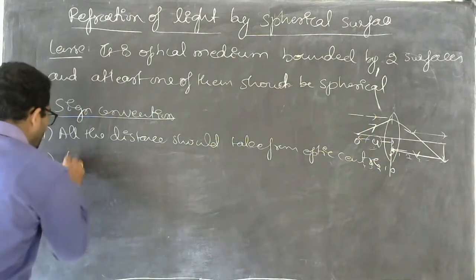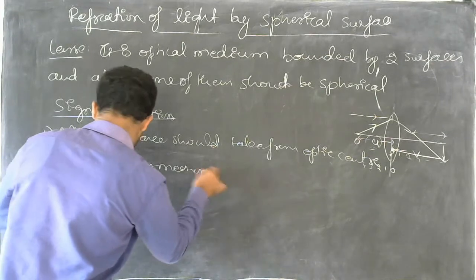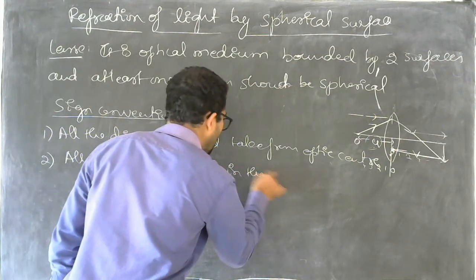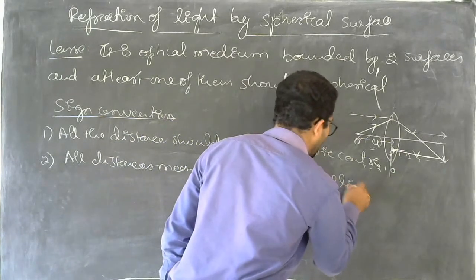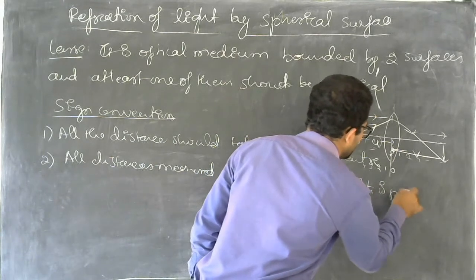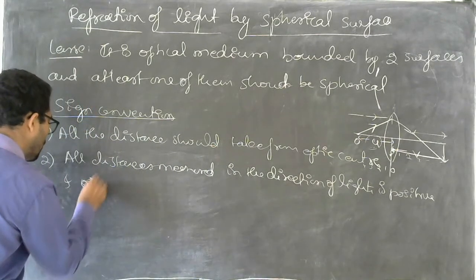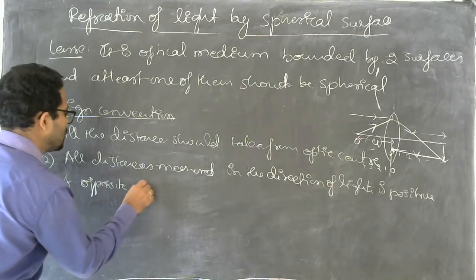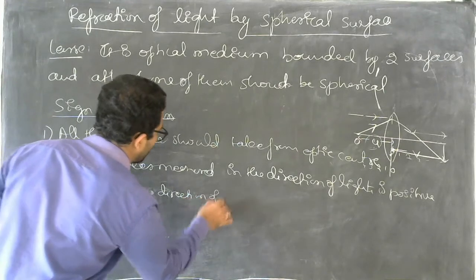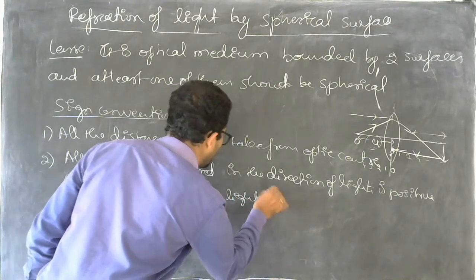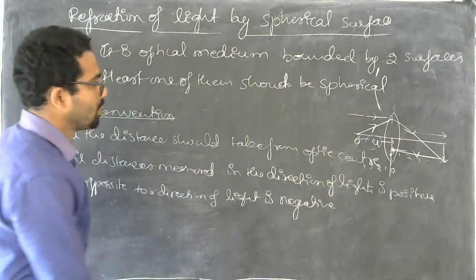So let me write: all distances measured in the direction of light are positive, and opposite to the direction of light are negative. Okay, that is one point.